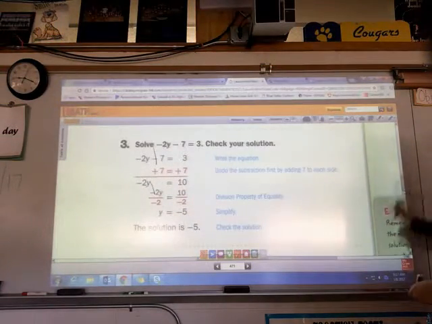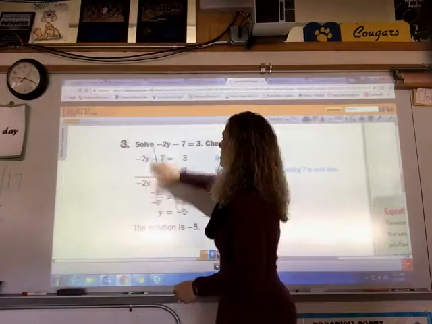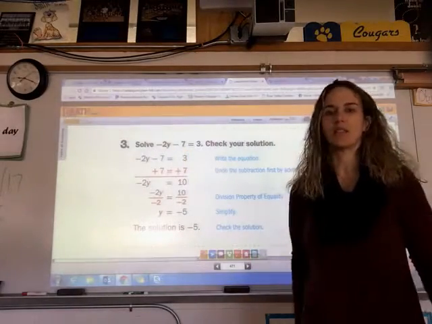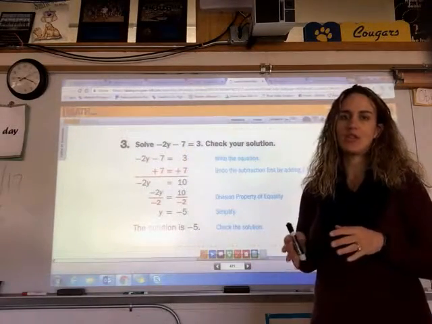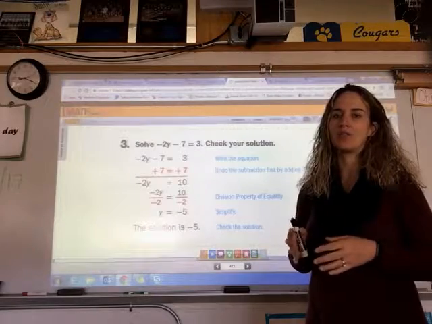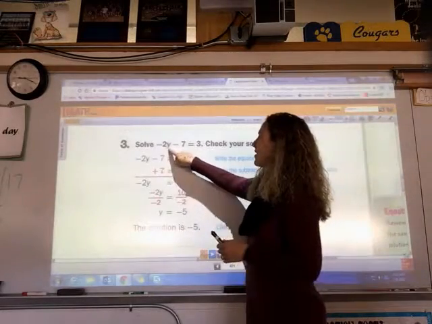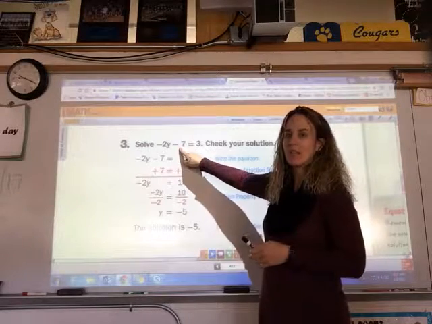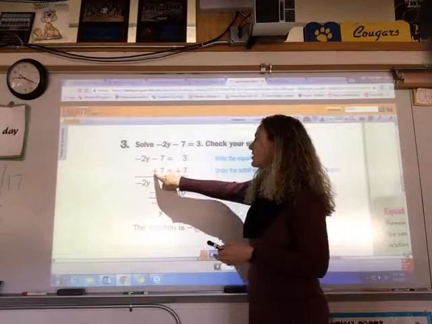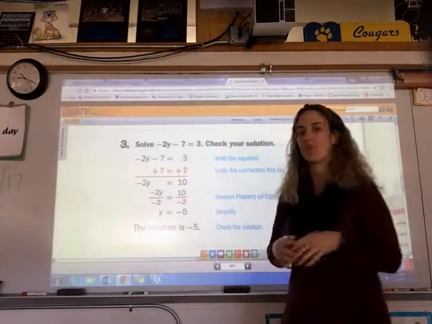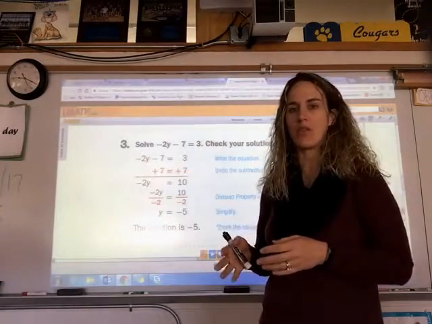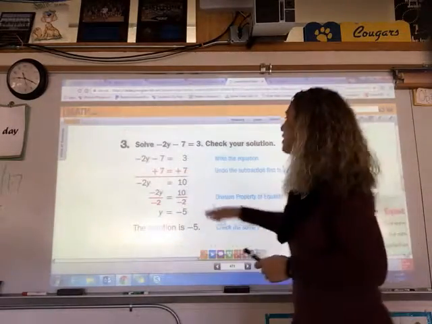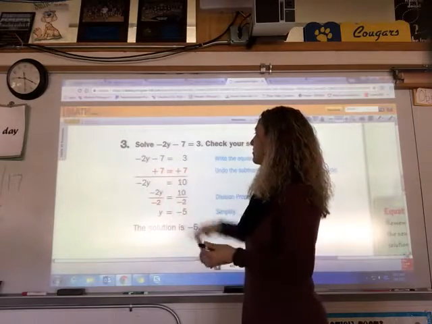Okay, example 3 is looking at some negatives, and we are also subtracting this time. Again, like I had mentioned earlier, you're going to start with what you are adding or subtracting. So in this case, here's my variable, and I'm taking 7 away from it. So the opposite of subtracting 7 is to add 7. So you can see we've added 7 to both sides, because remember, whatever you do to one side, you have to do to the other in order to keep that scale balanced. Okay, so we're adding 7 to both sides.